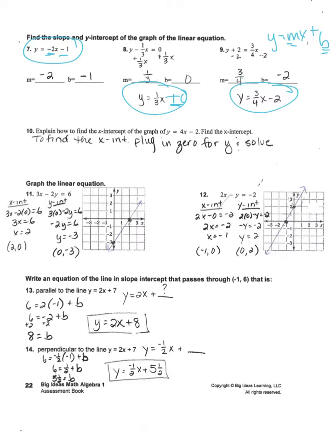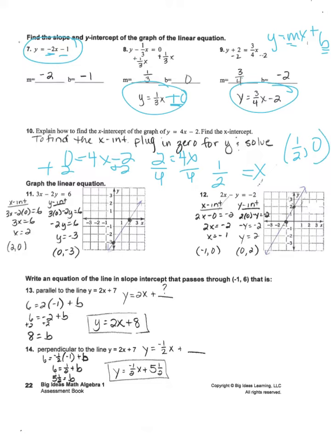Explain how to find the x-intercept of the graph. Well, to find x-intercept, you always plug 0 in for y, and you solve. So if it's 0 equals 4x minus 2, add 2 to both sides, you get 2 equals 4x, divide by 4, x will equal 1/2. So your x-intercept is 1/2, 0.